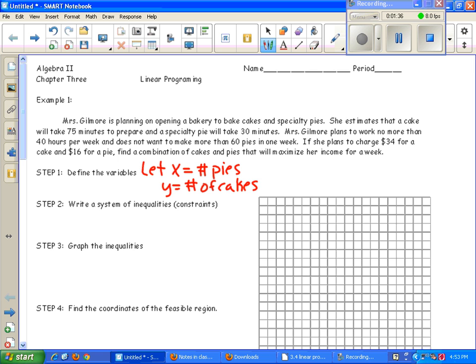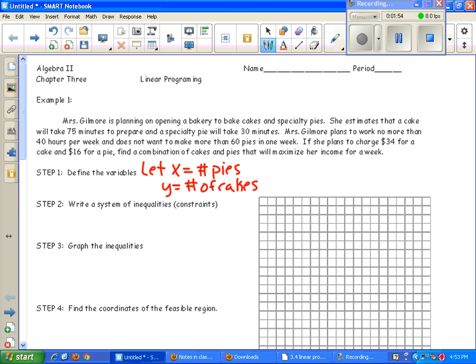So now that I have this, I need to actually come up with my equations. And I could have multiple equations. I could have 2 equations, I could have 3, and so on. So for this, we have to think about what two things we're talking about. It says we're talking about hours per week and how many pies we're making.